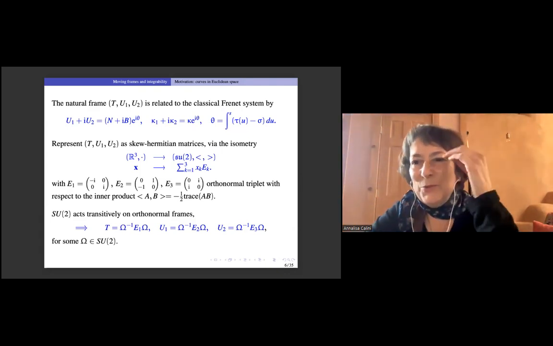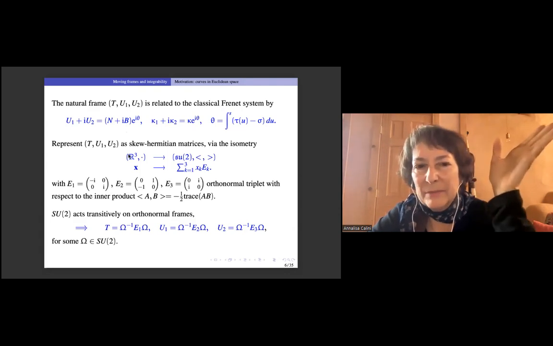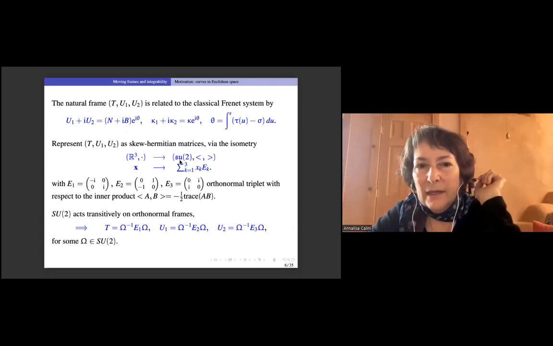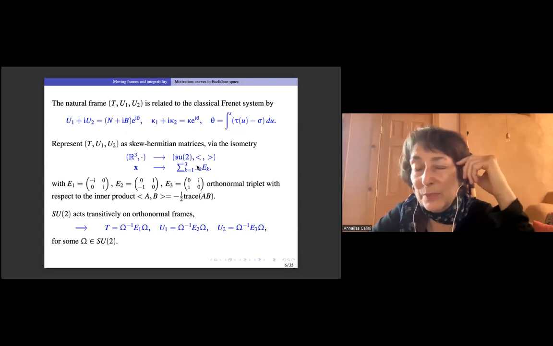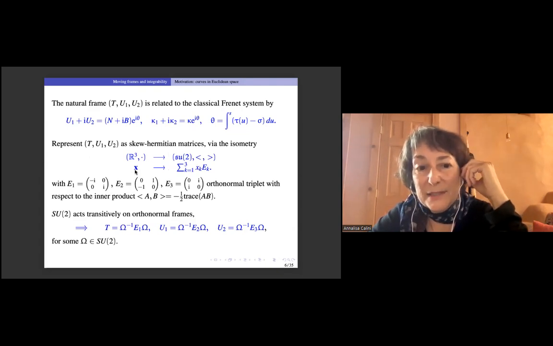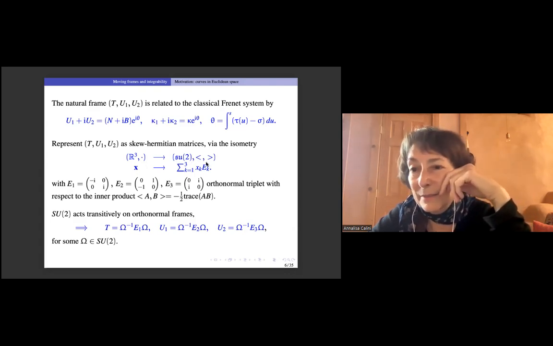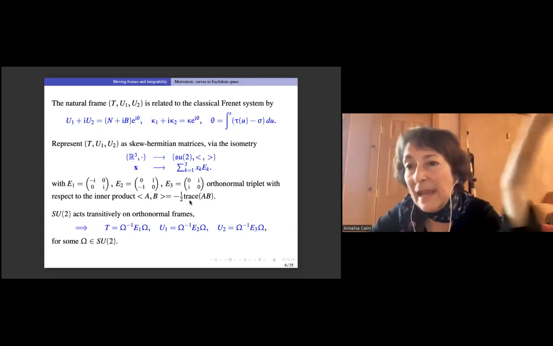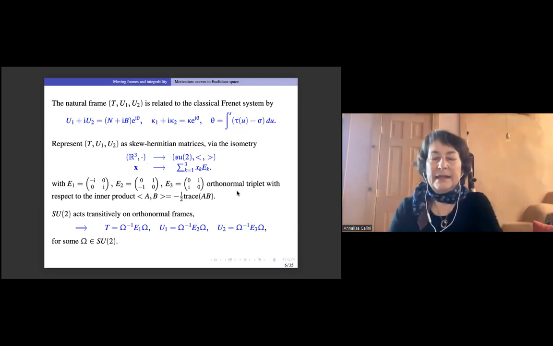Now, a way to interpret what we are doing here is to change from R3 with the usual inner product to the space of skew-Hermitian matrices, so the algebra SU2. There is a natural correspondence that sends a basis of R3 to the Pauli matrices, and every vector in R3 to a skew-Hermitian matrix. Again, the dot product here becomes the natural, say, minus a half times the trace of the product of the matrices.